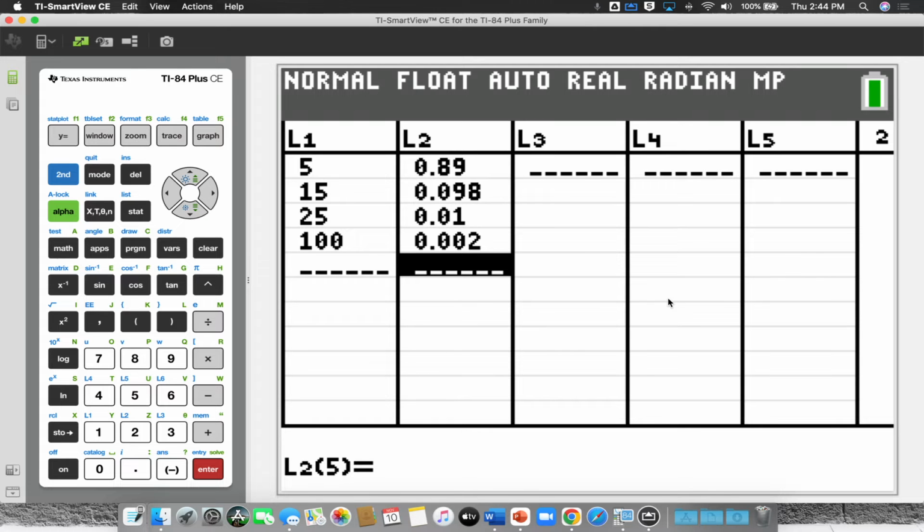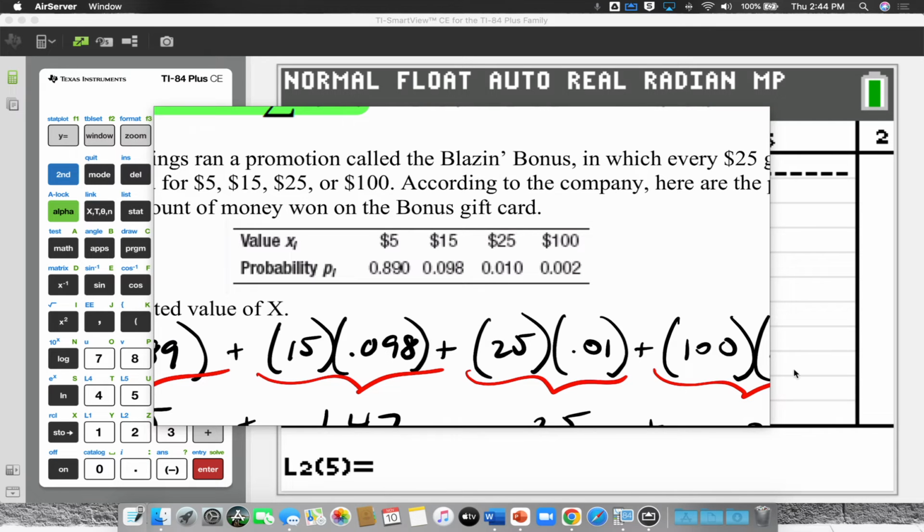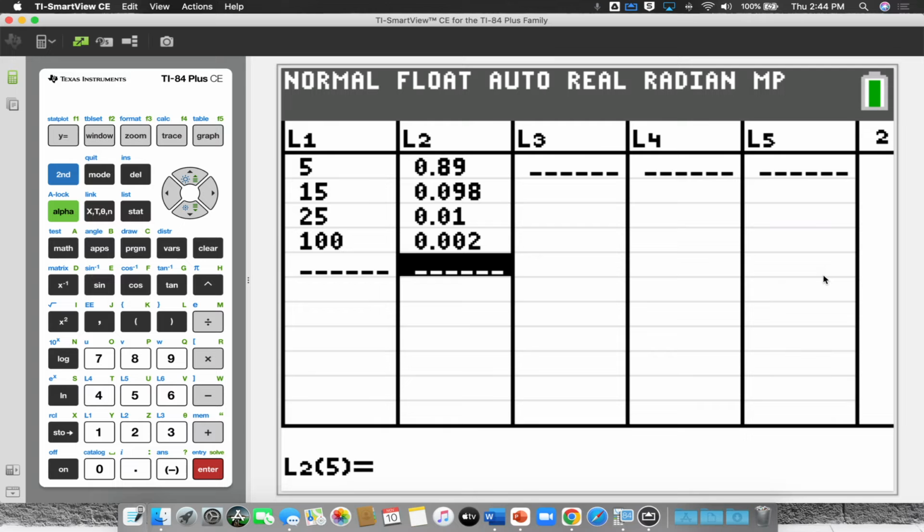The table just looks vertical, but it's the same table that you had here. That's the first step. Put them in. Every random variable needs to have a probability, so they have to match. So 5 has to go with 0.89, 15 has to go with 0.098, 25 has to go with 0.010, and 100 has to go with 0.002. Okay, that's the first thing.